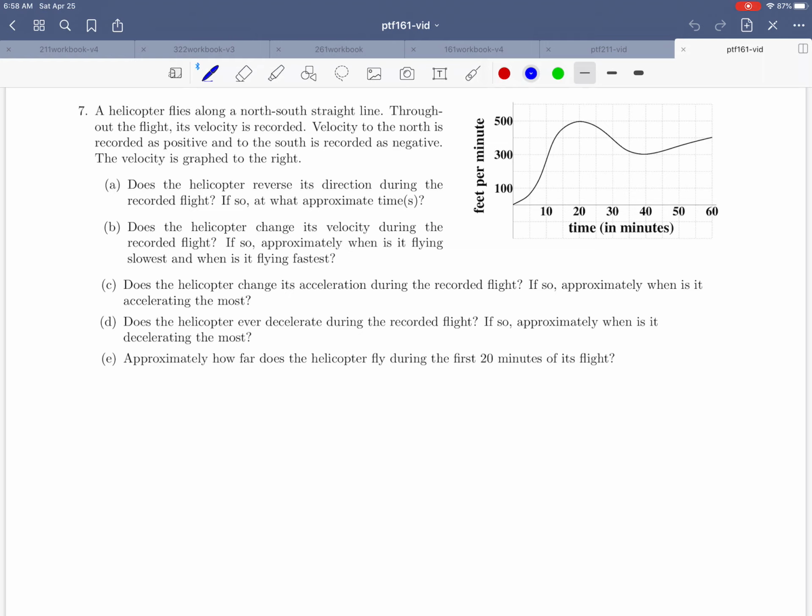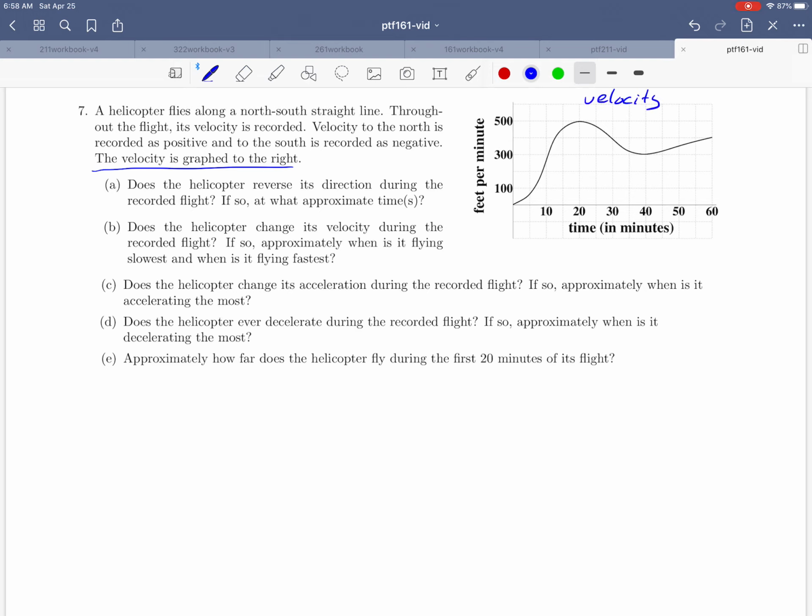Okay, so let's read this question together. A helicopter flies along a north-south straight line. Throughout its flight, the velocity is recorded. Velocity to the north is positive and velocity to the south is negative. And then the graph that they're giving us to the right is a graph of velocity. That's going to be important in this problem.